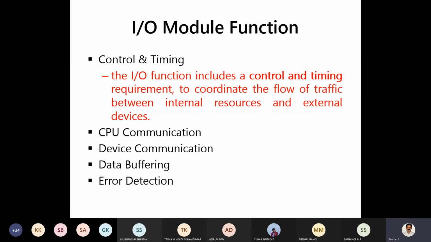But before that, we should know what is the role of the IO interface in the communication. What is the function of the IO module that we have to understand? Actually, the IO module first takes care of control and timing. So what does it mean?